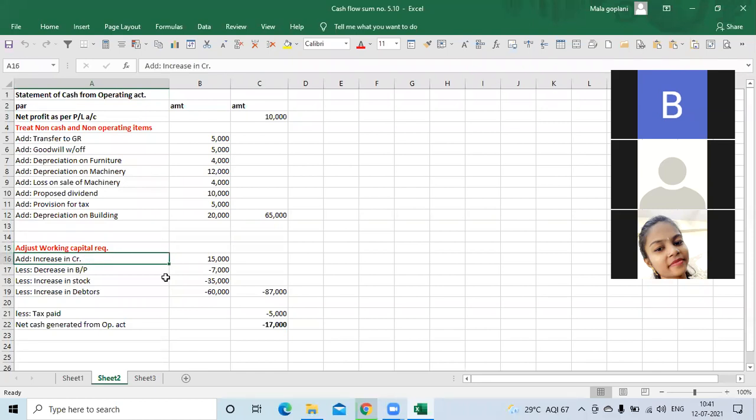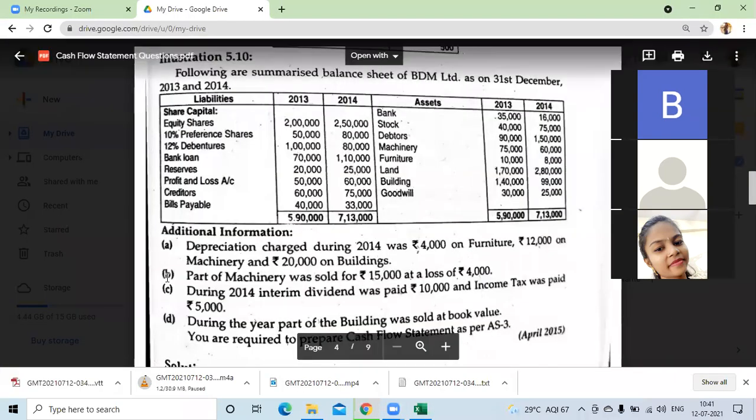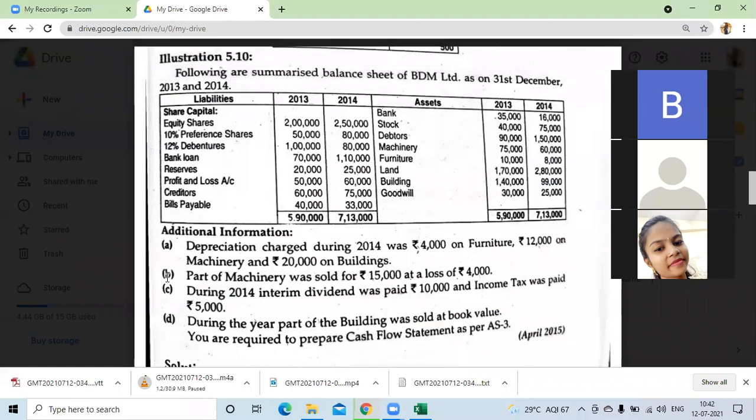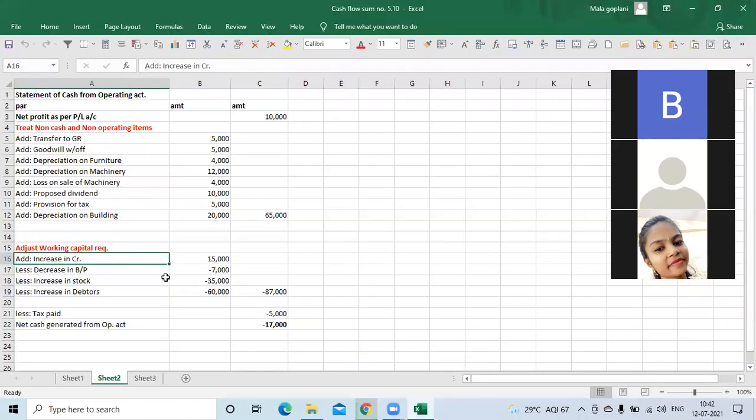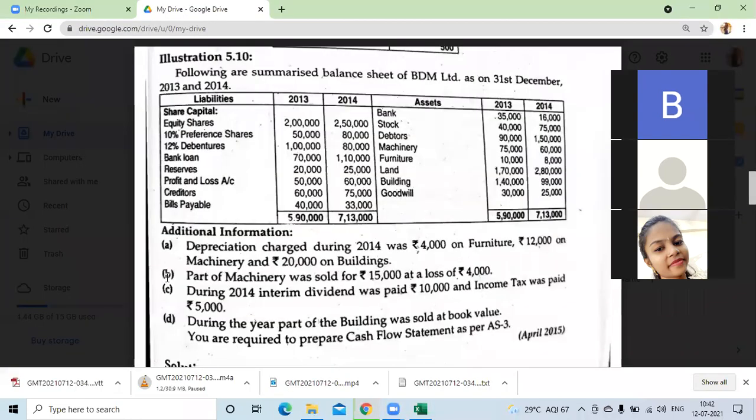Come on, tell me, increase in creditors means direct relation or indirect relation? Direct. Direct means increase in creditors means add or less? Add. Write down. Add increase in creditors. Tell me, what is the difference between the two? 15,000. Very good. Inner column 15,000. See, look at the screen. Okay, next.